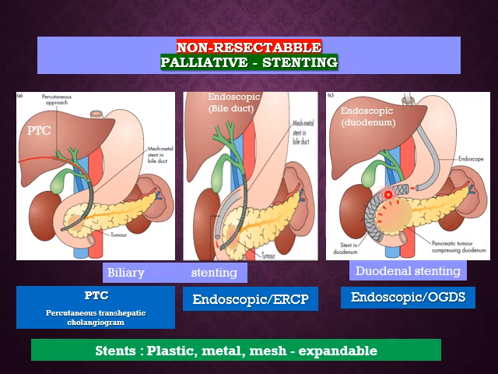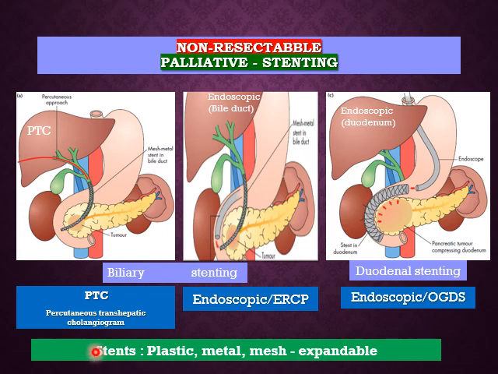Now, in case the duodenum is obstructed by the tumor and the patient develops obstructive symptoms, gastric outlet obstruction, then again you use an endoscope, the OGDS this time, to insert the stent in the narrowed segment of the duodenum. And then this will be left there. And the good thing about these new stents is that they are expandable. Thereby, once it's placed, it expands to dilate the duodenum or the bile duct wherever it is located. So there are three types: PTC, endoscopic ERCP stenting, or endoscopic OGDS stenting.